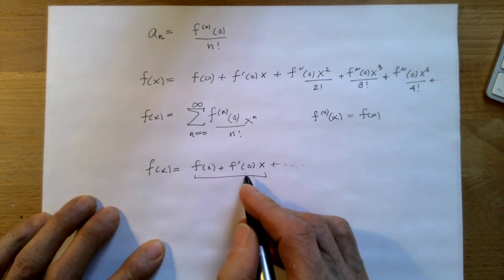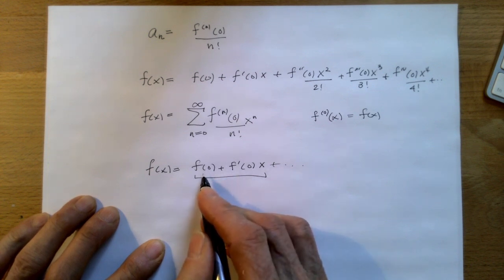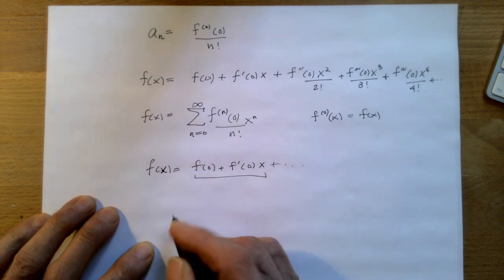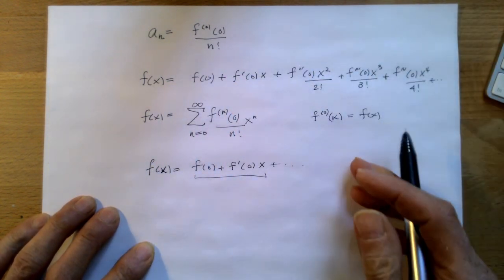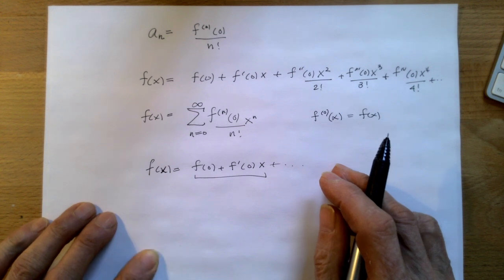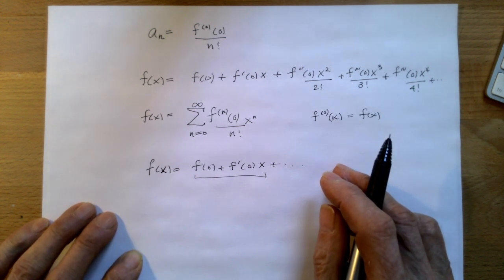This is the slope at 0. This is the intercept at 0. This is, in fact, the tangent line. So it starts out with a tangent line, and then it has all kinds of additional corrections or additional pieces that make it more and more accurate.